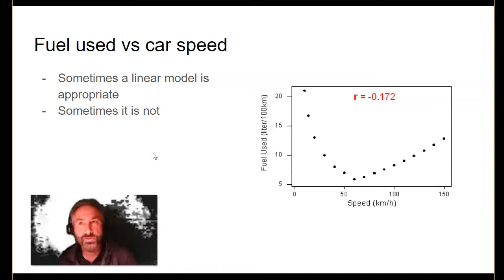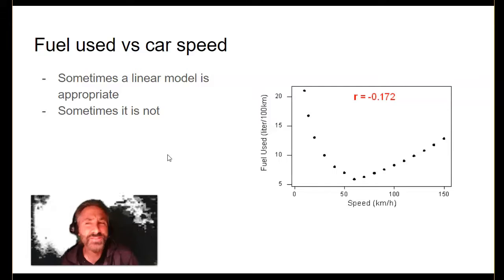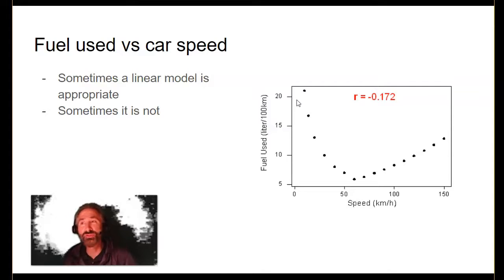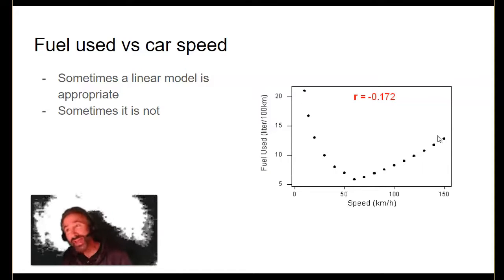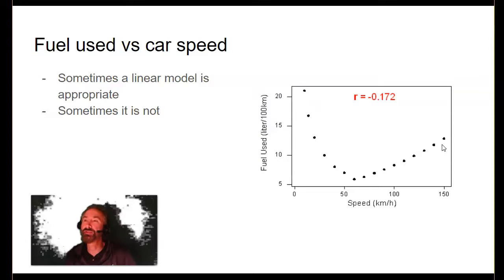If we graphed the fuel used versus car speed, we get a really interesting looking graph. It looks like something like this. In other words, there's kind of a sweet spot for how fast you go and the fuel mileage you get. If you go too slow, you use a lot of fuel without going much distance, and if you go too fast, you use a lot of fuel, even regardless of the distance. But there is kind of a sweet spot.